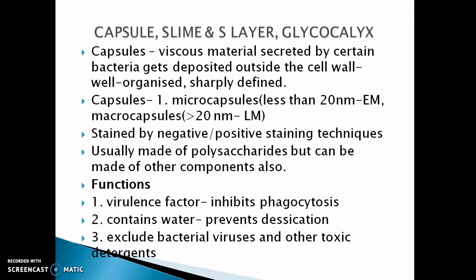So capsules are actually viscous material which is secreted by the bacteria, and it gets deposited outside the cell wall. Capsules can be of two types based upon the size. Microcapsules, which are less than 20 nanometer, can be observed using an electron microscope, and macrocapsules, which are greater than 20 nanometer, can be observed using a light microscope. These capsules are stained using negative staining technique or positive staining techniques. Capsules are usually made up of polysaccharides, but they can be made up of other components also, such as polypeptides.